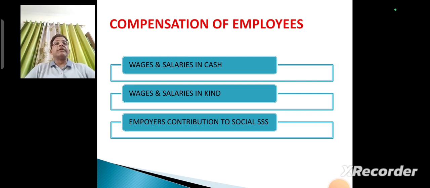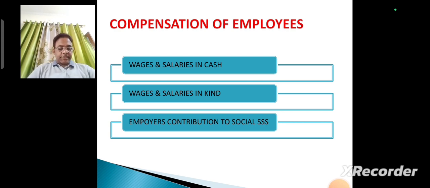This payment, whether it is monthly, hourly, annual, or bi-monthly, in whichever form, whatever amount of money has been received by the employees in one financial year for the work they have rendered, for the contribution they have rendered to the production unit, has to come under the compensation of employees. In short, we call it COE.